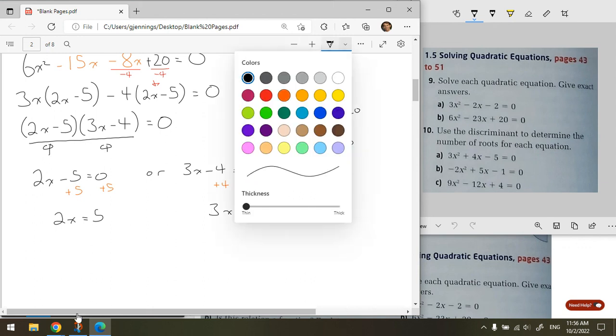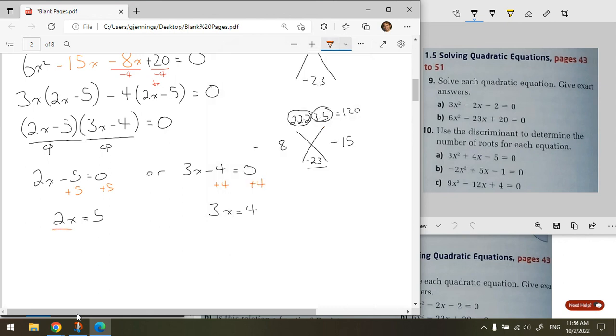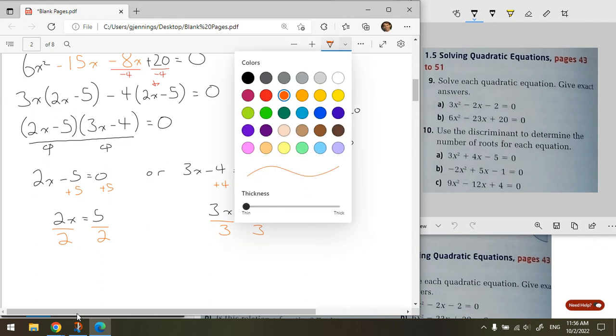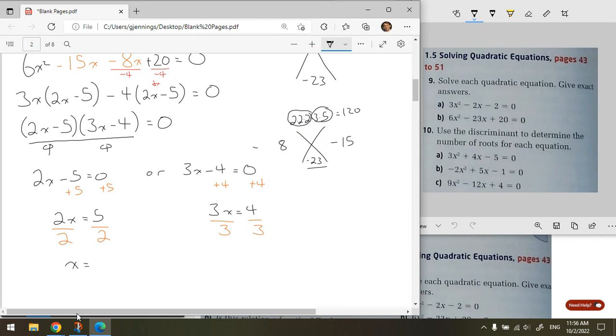If you're someone that's already saying to your screen, Mr. Jennings, I know this, I know how to do that, you're showing me a lot of steps, I just read it from the beginning, that's good, you just do that. Here I'm multiplying through 3 times some number and I get 4, so if I divide both sides by 3, that will give me the answer. Here I have x is equal to 5 halves, or x is equal to 4 thirds.